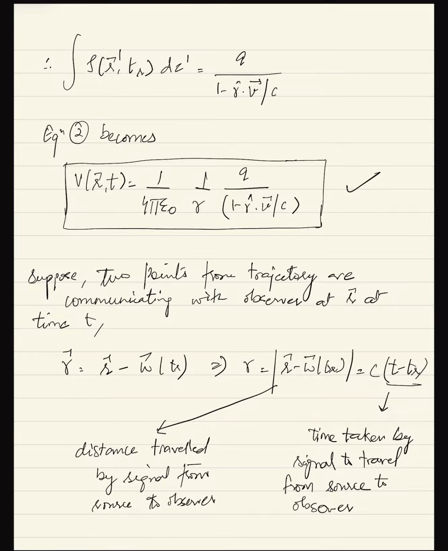To check this, suppose two points from the trajectory are communicating with the observer at r at time t. So what will happen now? This r, the relative distance, is r minus w(tr), or what is this thing? It is the distance traveled by the signal from source to observer. And the distance can also be given as speed into the time. So t minus tr is the time taken by the signal to travel from source to observer, and c, we have kept the speed of light here, c, which is for the signal. So this is in terms of distance and this is in terms of speed times time.